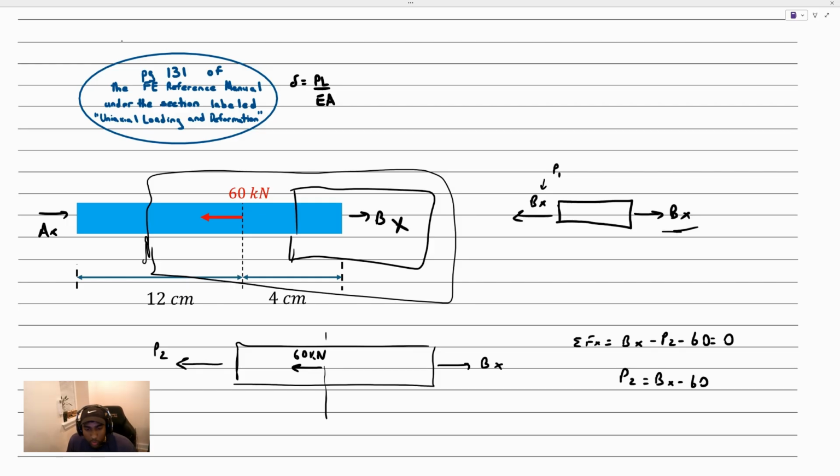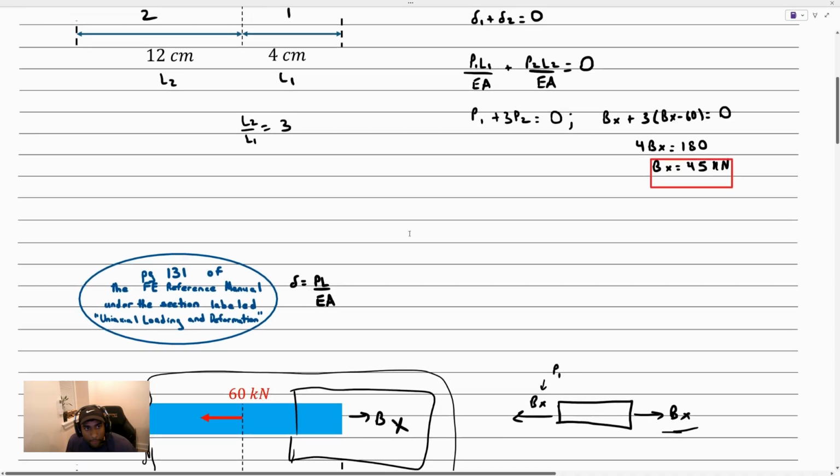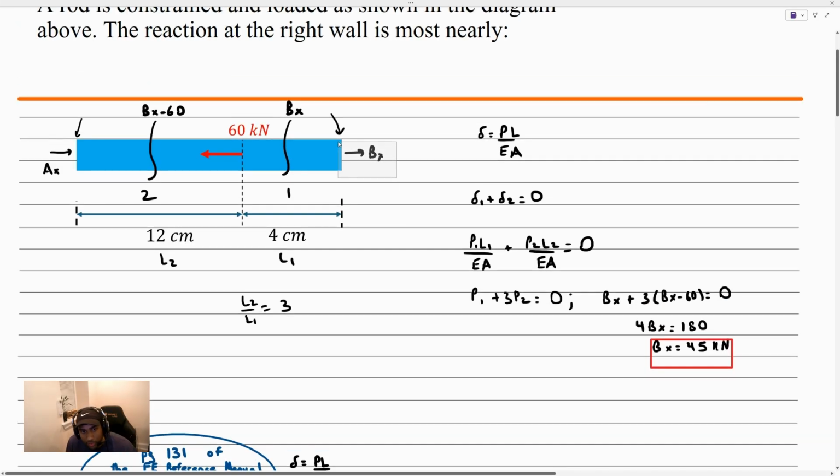Now, how I did that so quickly, let me explain it to you guys. If the action of a force is tensile, its reaction will also be tensile, which is why I said this is a positive Bx. Again, if we look over here at the Bx minus 60, we have a tensile reaction, so that means the internal will be tensile. We have a compressive external force, so that means it's going to be a compressive reaction. It's compressive because it's pointing into the section.